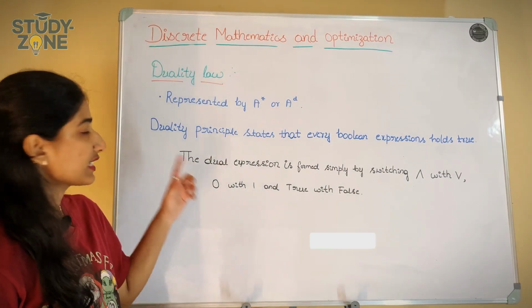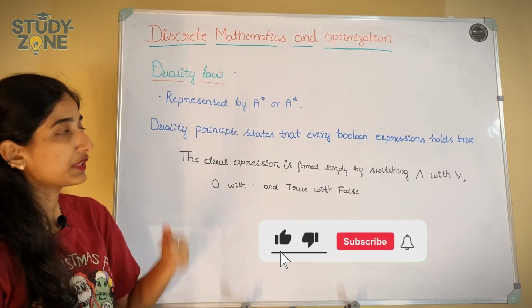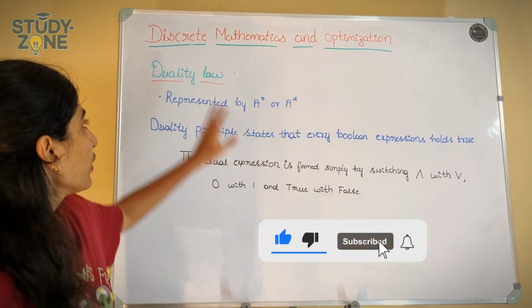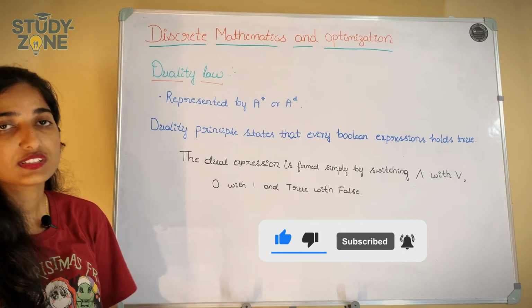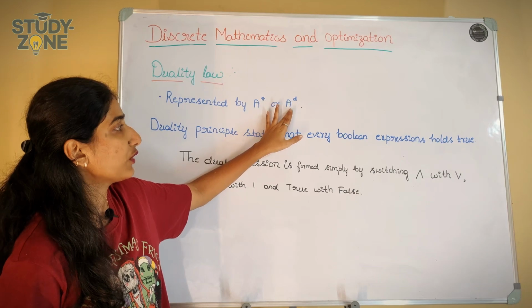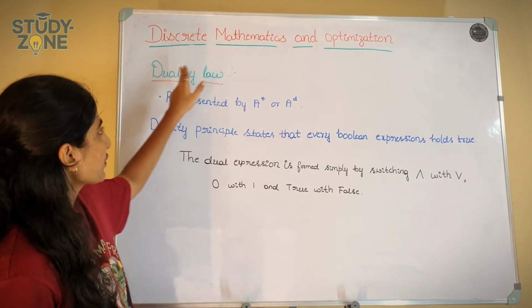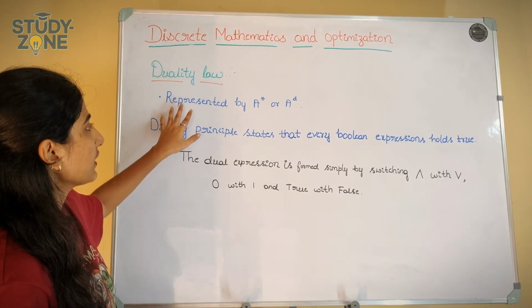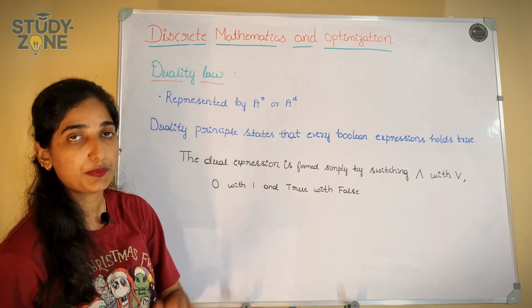Today we are going to discuss the new concept under discrete mathematics and optimization, that is duality law. So this duality law is represented by A star or A to the power D. So D represents duality, right? So we can represent it with A star or A to the power D.